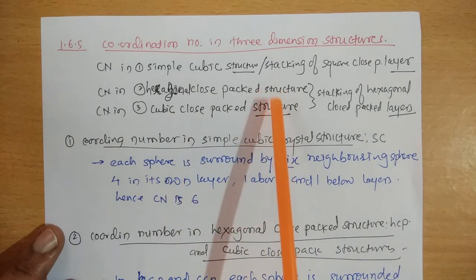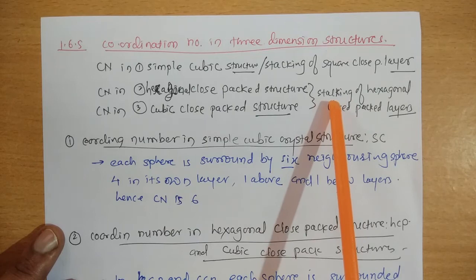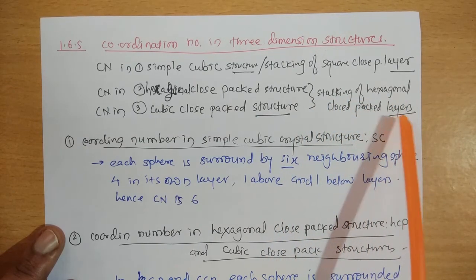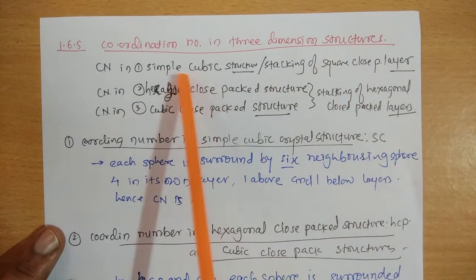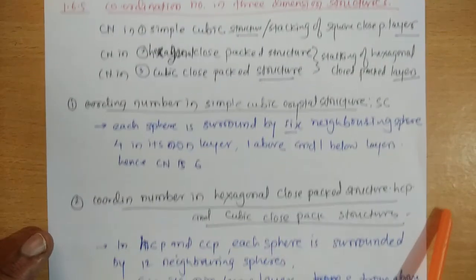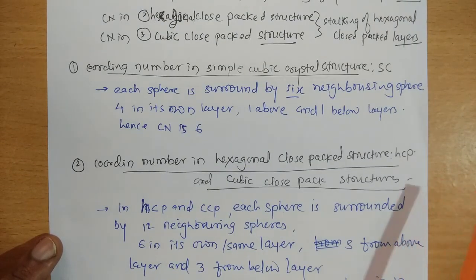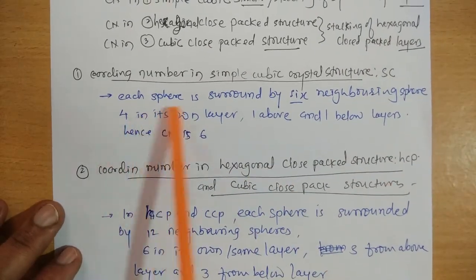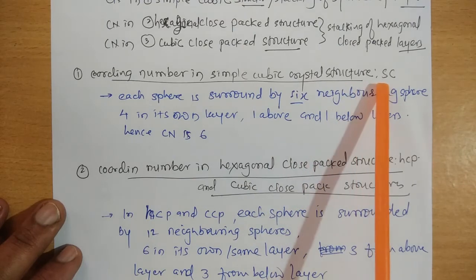See, these two patterns are the result of arrangement or stacking of the hexagonal close-packed two-dimensional layer. This is two-dimensional to three-dimensional and this is two-dimensional to three-dimensional. Let us see the coordination number. What is coordination number? The number of spheres which are around a single sphere, or which are directly attached neighboring spheres to a single sphere, is called its coordination number. Okay. Now coordination number in the simple cubic crystal structure.